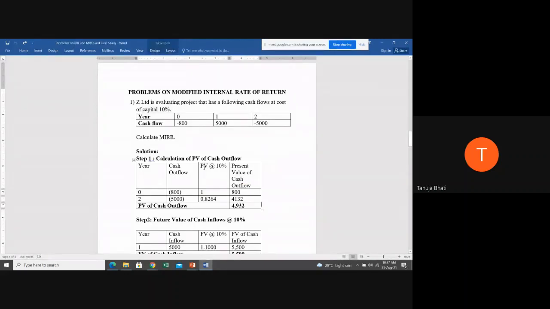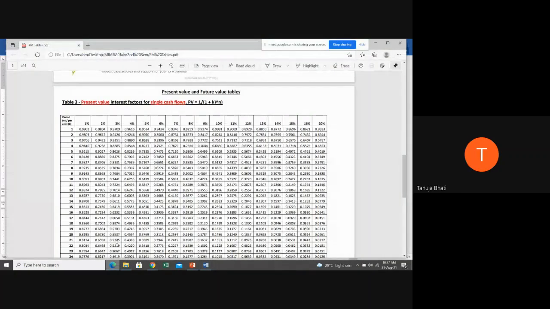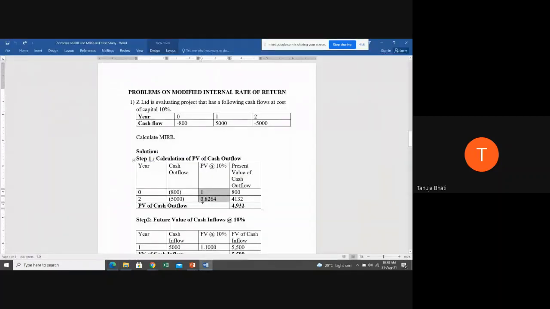Can you all tell me which table I need to refer to get this factor? There, you have to calculate the single cash flow factor. Can you quickly tell me which table I should refer? Yes, table number 3. So you go to table number 3, 10% for 2 years, that is 0.8264. And I've always told you PV for year 0 will always be 1. So you multiply these two, and you get the present value of cash outflow as 4932.